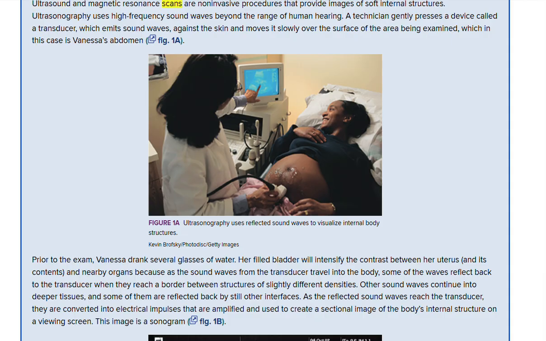Ultrasound and magnetic resonance scans are non-invasive procedures that provide images of soft internal structures. Ultrasonography uses high-frequency sound waves beyond the range of human hearing. A technician gently presses a device called a transducer, which emits sound waves, against the skin and moves it slowly over the surface of the area being examined, which in this case is Vanessa's abdomen. Figure 1a.